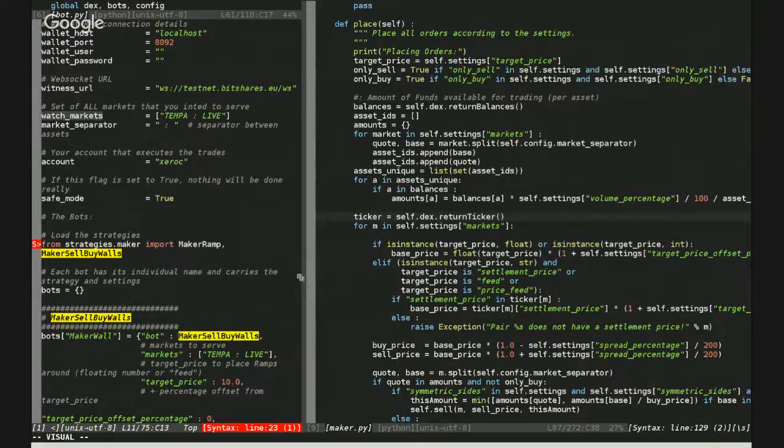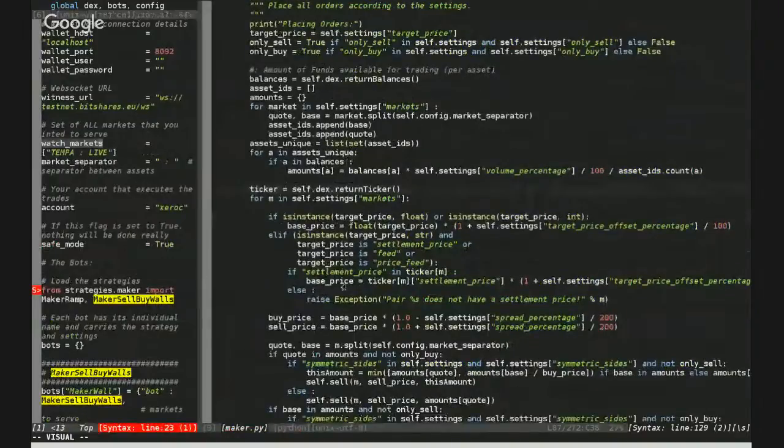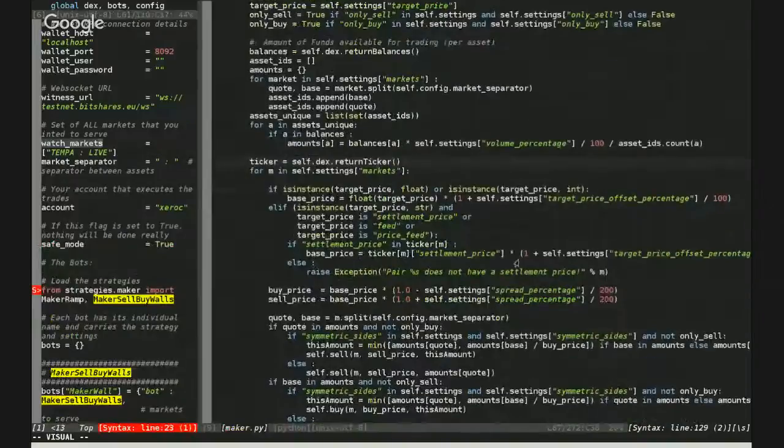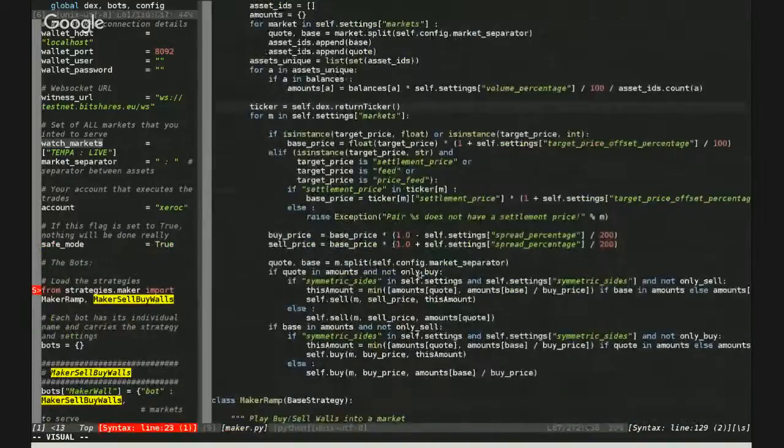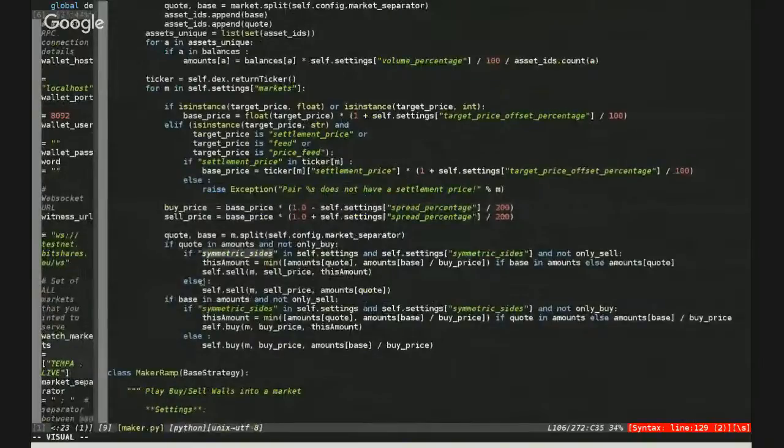Anyway, there's just some stuff about target price with this offset, and settlement price you can take from settlement or feed or whatever. And then there's here these buy price and sell price, and then over here comes the symmetric side. And this is actually the sell and the buy orders, depending on the parameters of the symmetric sides, and these actually execute the sells and the buys, placing the actual orders.